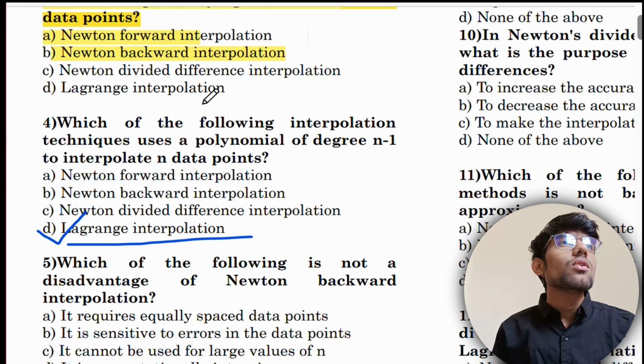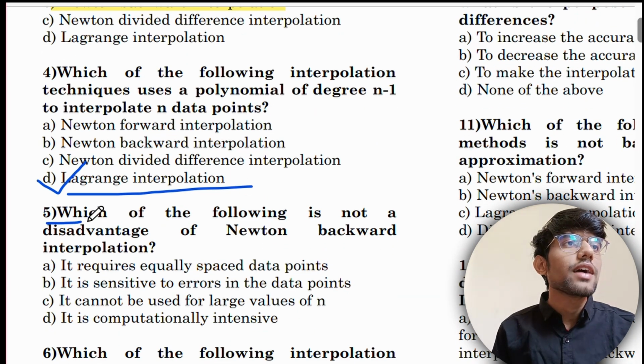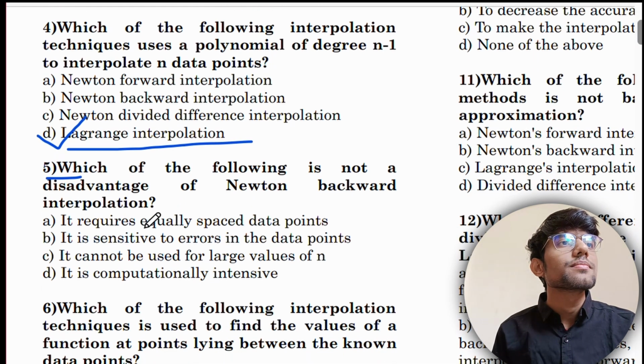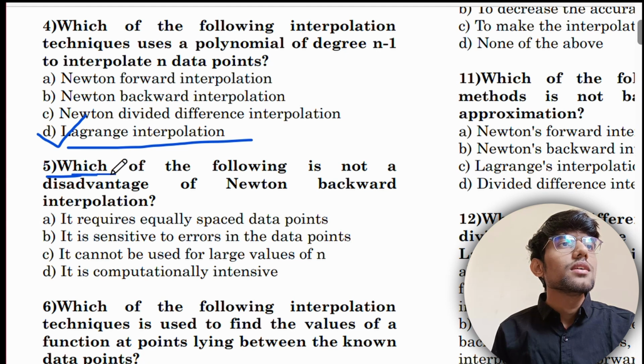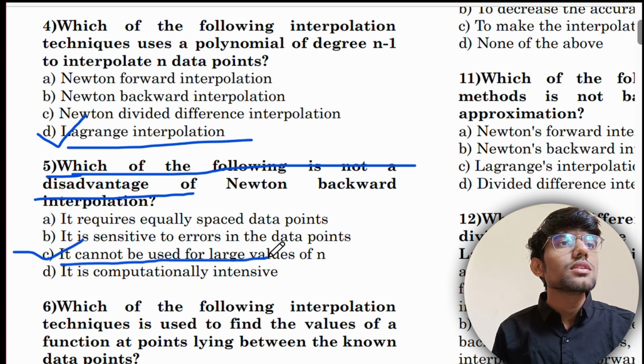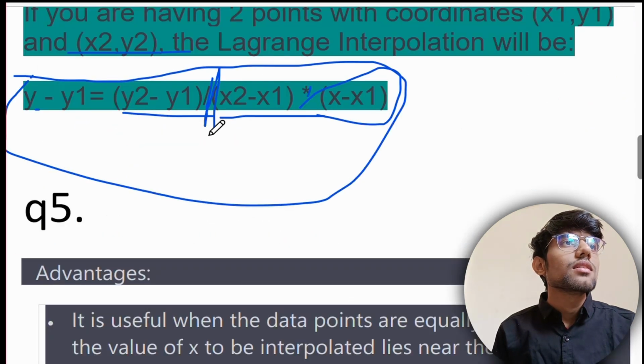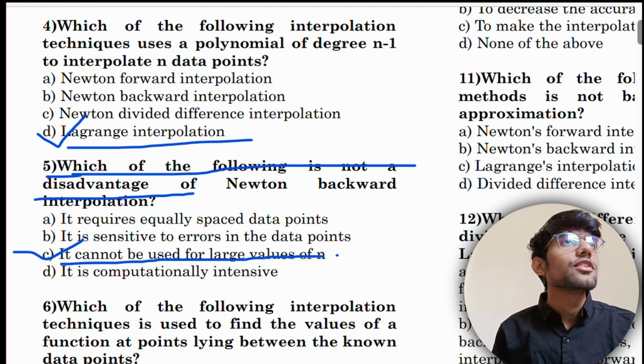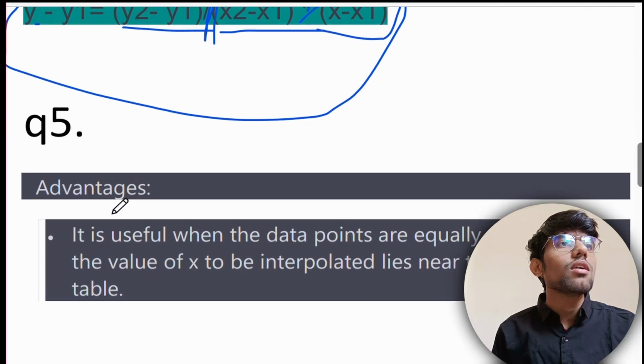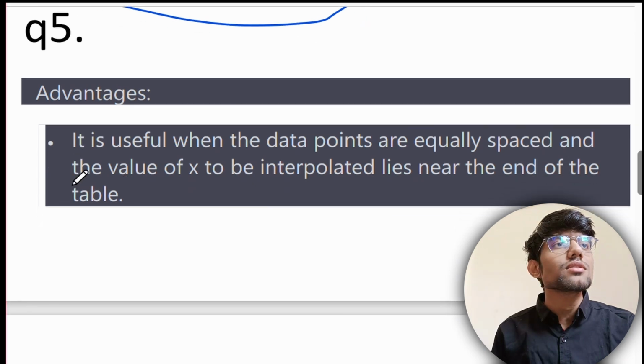Okay. Now here we come to question 5. Which of the following is not a disadvantage of Newton backward interpolation? It is asking which of the following is not a disadvantage, meaning here we have to find the advantage. So in the fifth question the answer C is correct, which is it cannot be used for large values of n. And here are some advantages and disadvantages of this.